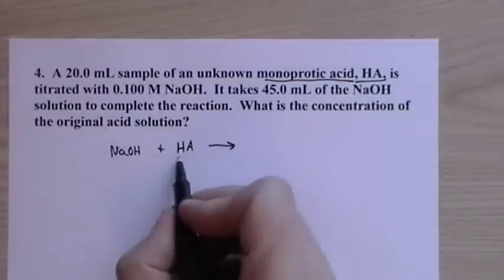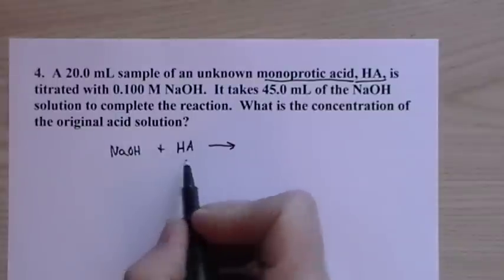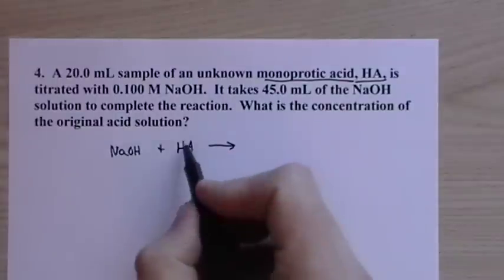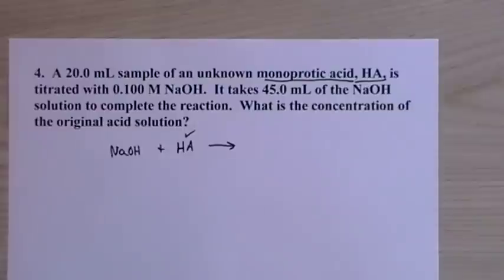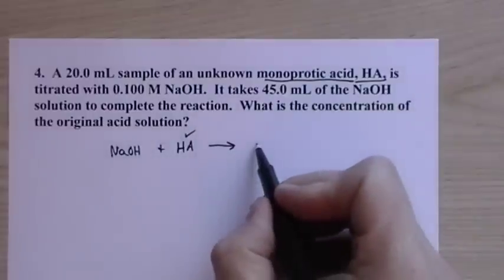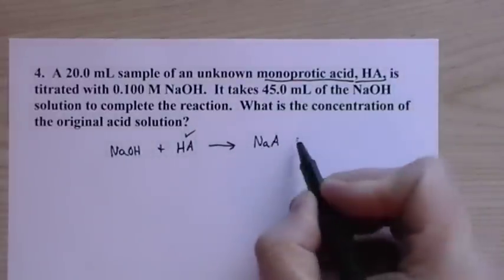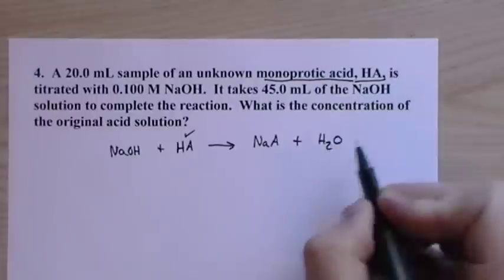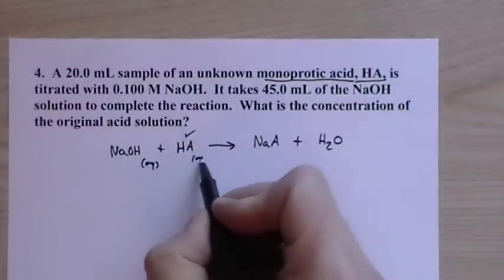Well, we're not going to worry about what it is, and that's why we often put it into this form, because just saying HA, all that's important is that it's an acid and it only has one H+ to react. So this is going to be a 1-to-1 problem. So this is going to be aqueous, aqueous.